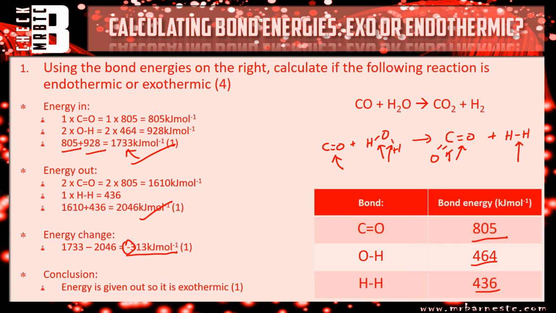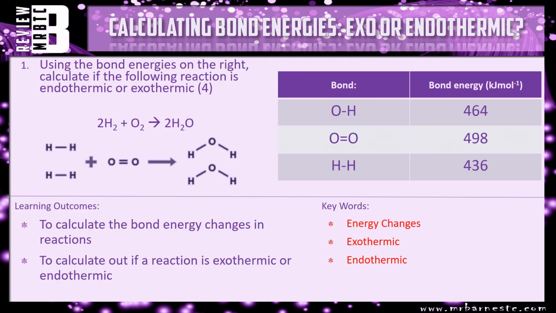Okay, that is everything for this video. Hopefully that's made that a bit clearer for you. There is a review question, and I've given you the bonding here. It says use the bond energies on the right to calculate if the following reaction is endothermic or exothermic. And it's H2 plus O2 goes to H2O.